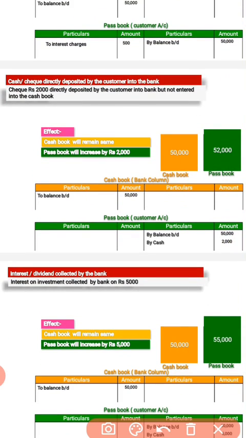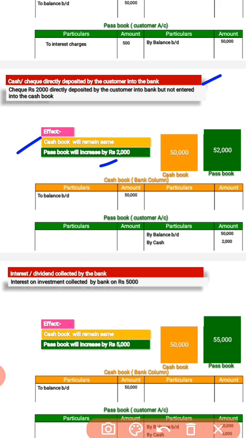Next one is check or cash directly deposited by a customer into our bank account. Sometimes it happens that a customer directly deposits cash or check in our bank account. So what would be the effect of this transaction? Cash book will remain same, but passbook or bank balance will be increased.